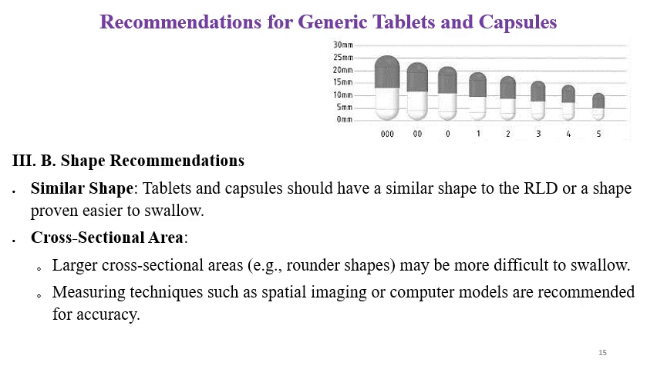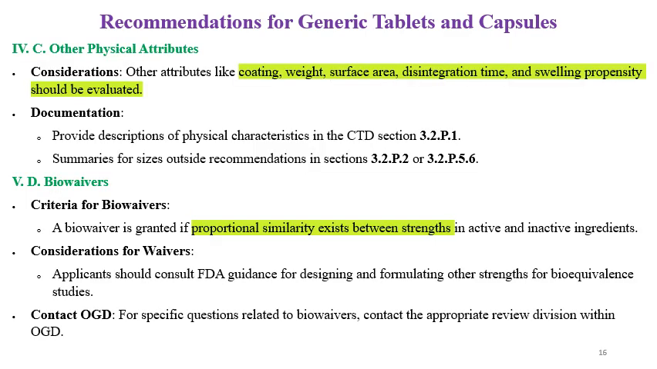Now coming to the shape recommendations. Generally, similar shape is recommended for tablets and capsules. These formulations should have a similar shape to the RLD, or the shape should be easier or proven easier to swallow. Larger cross-sectional areas, like a rounder shape, may be more difficult to swallow. Measuring techniques such as spatial imaging or computer models are recommended for accuracy. So these are some of the requirements given by the US FDA guideline.